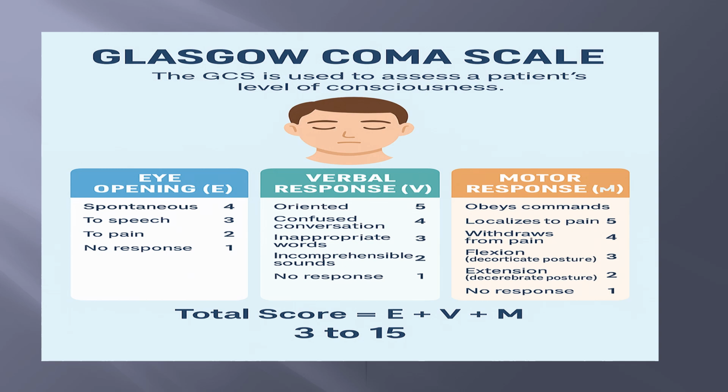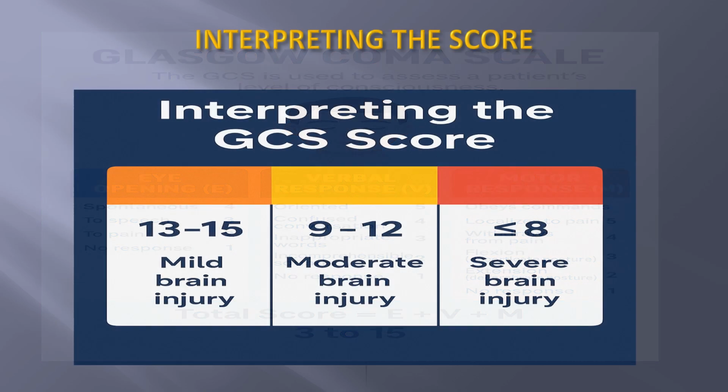And so you calculate them together, E plus V plus M, and that will be 3 to 15. It can be anywhere between 3 to 15. In the next slide, we will tell how to interpret it.